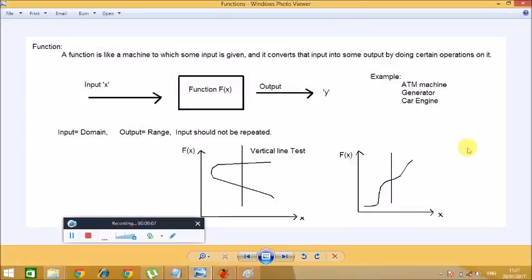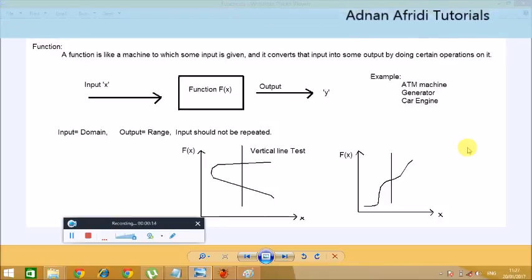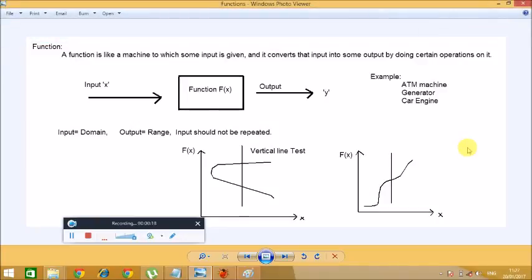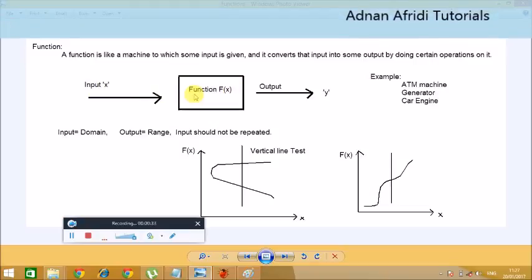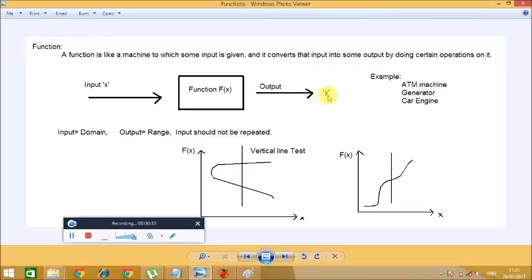What is a function? A function is like a machine to which some input is given, and this machine then converts that input by doing certain operations on it into certain output. For example, this is our machine, a function f of x, and this x value is the input which is given to this machine. Now, this machine converts the x value into an output value y.